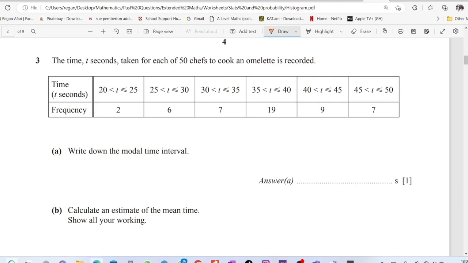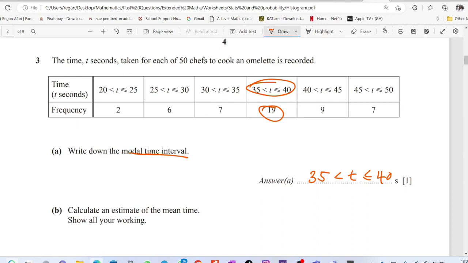They are telling us that we should write down the modal time interval. Mode is the observation with the highest frequency. So you come to the highest frequency, that's 19. But what gave that 19? Well, it is this interval. So that is what you're looking for, which is 35 less than t less than or equal to 40, 1 mark. It's 1 mark because you can just see and write it. There's no calculation involved.